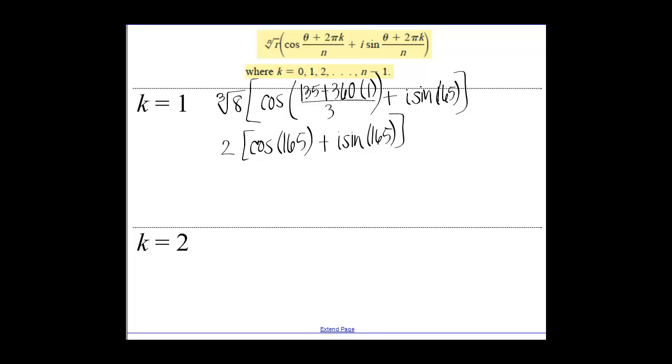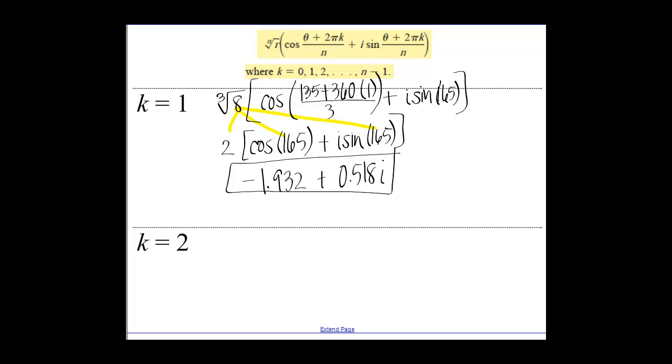Close brackets. So grab your calculator and distribute this 2 to cosine of 165 and to sine of 165. So this first distribution comes out to -1.932 plus 0.518i. So we're rounded to 3 decimals.